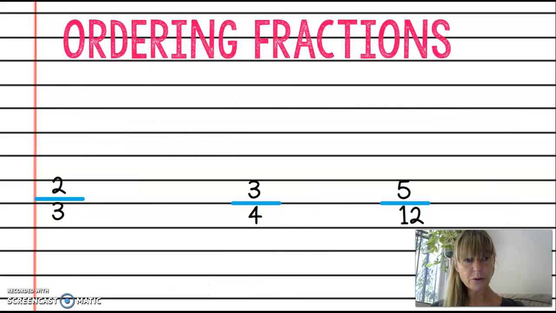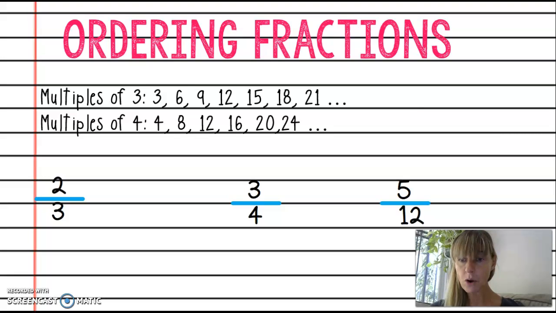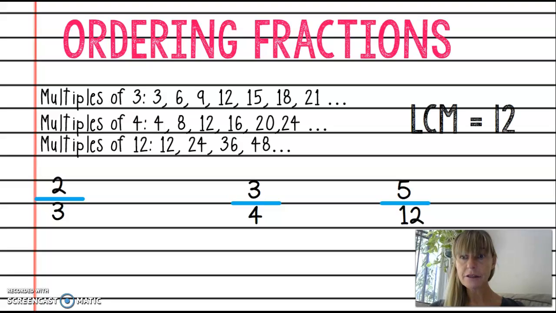Last one that I'm going to do is 2/3, 3/4, 5/12. Maybe you want to put this video on pause and practice yourself. Multiples of 3. 3, 6, 9, 12, 15, 18, 21. Multiples of 4. 4, 8, 12, 16, 20, 24. Multiples of 12. 12, 24, 36, 48. The lowest common multiple I see is a 12.